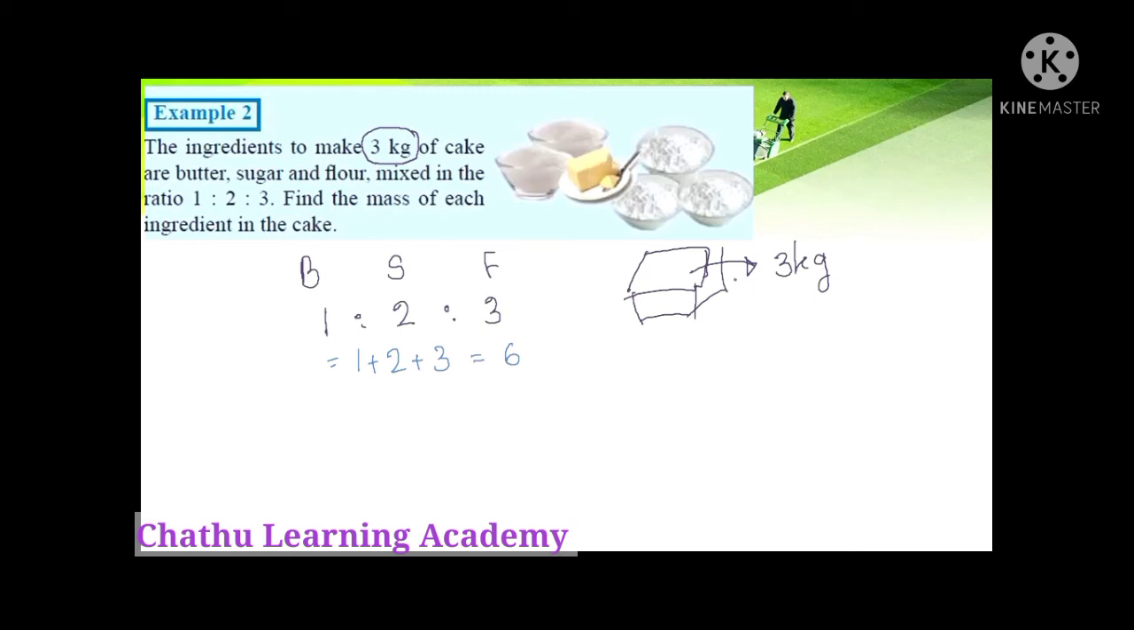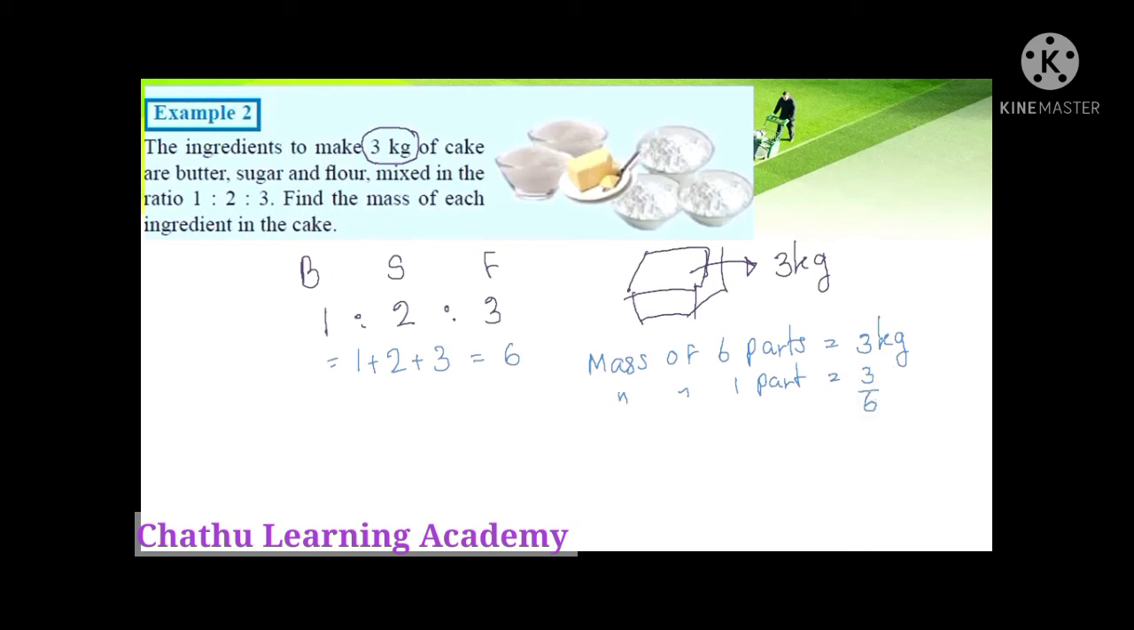Let's write it first. Mass of 6 parts is equal to 3 kilograms. Then mass of 1 part. We always find one part. Then we want to divide this amount by 6.